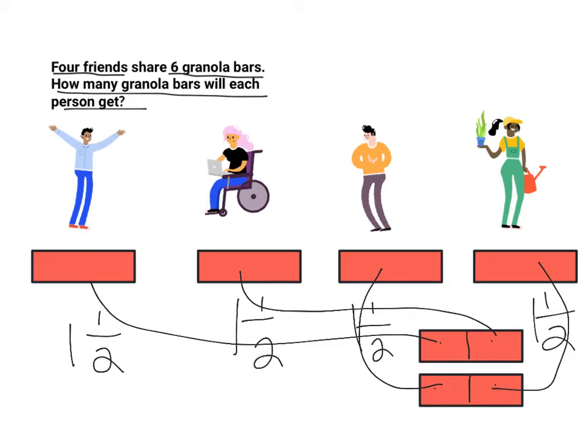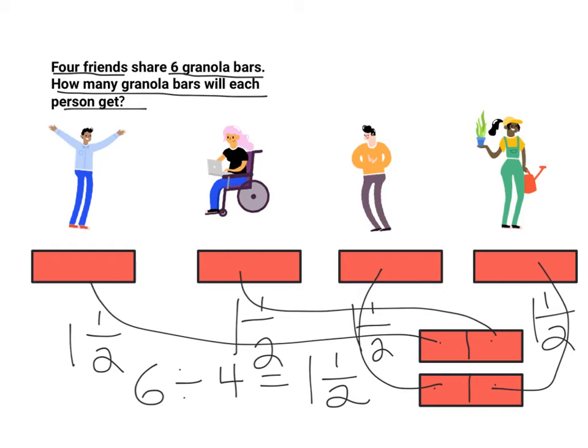And so how could I write that as a number model? Well, I would start with 6 because that was the total that I had. And then I thought about what I was dividing it by. Well, I was dividing it by 4 friends. And when I split it up equally, they each got 1 1/2 granola bars. There were 2 left over that I could split up into halves. Okay? And so that is how we would solve that problem.